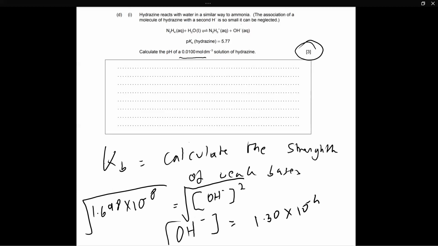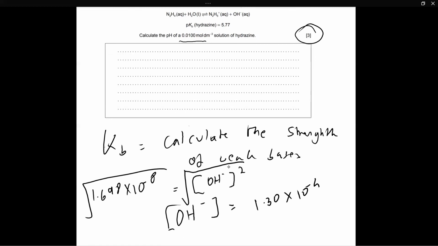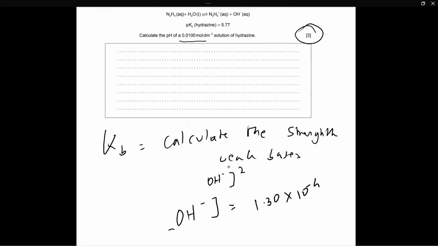Now that we know the concentration of OH minus that is produced by 0.01 mole dm cubed solution of hydrazine, you can see that 0.01 mole dm cubed of hydrazine does not produce 0.01 mole dm cubed of OH minus. There's a big difference. This number is way smaller than the concentration of hydrazine used. Hopefully you see what I meant earlier about incomplete dissociation or partial dissociation. Now that we have the concentration of OH minus, we can use this concentration to find the POH value. And you may be confused, how is the POH value going to help us find pH? Well, you'll see, don't worry, we'll get to that.